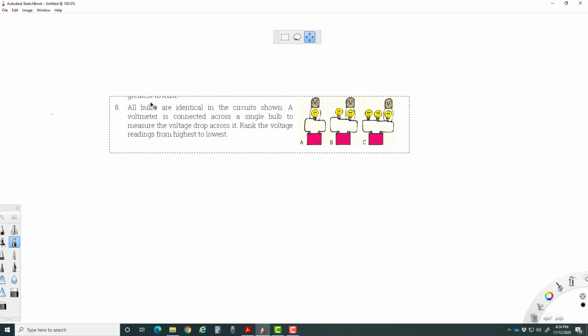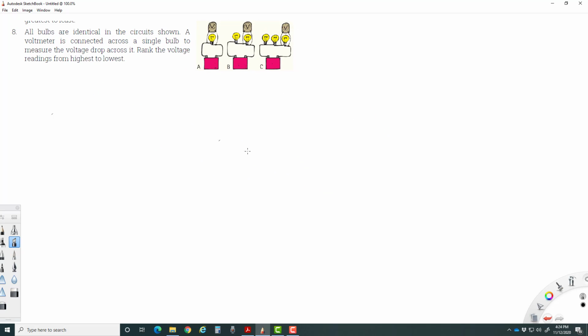Now let's look at the last one, number 8. So we have identical bulbs, in this circuit, bulbs in this circuit, and bulbs in this circuit. So we want to rank the voltage. These are the meters that measure the voltage, and we want to rank the voltage measured in this circuit, voltage measured in this one, and voltage measured in this one from greatest to least.